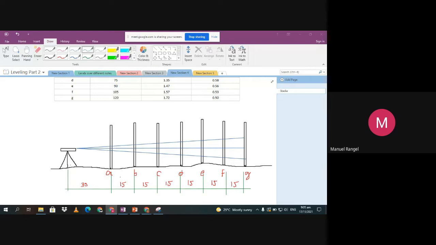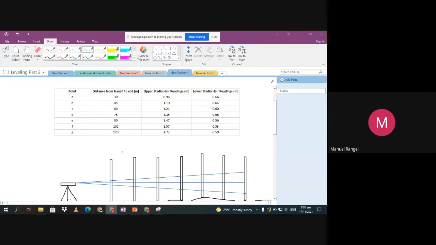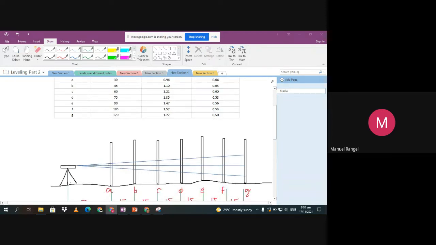Okay, so we have the points A, B, C to G. This is the transit or stadia instrument. Given the upper and lower readings, this line is the upper reading, then this is the lower. Then the horizontal line of sight.